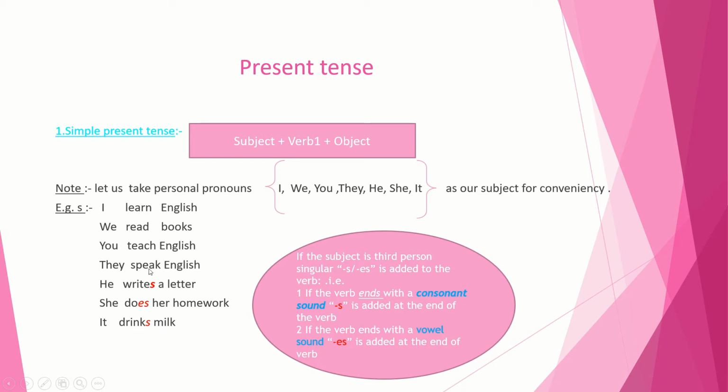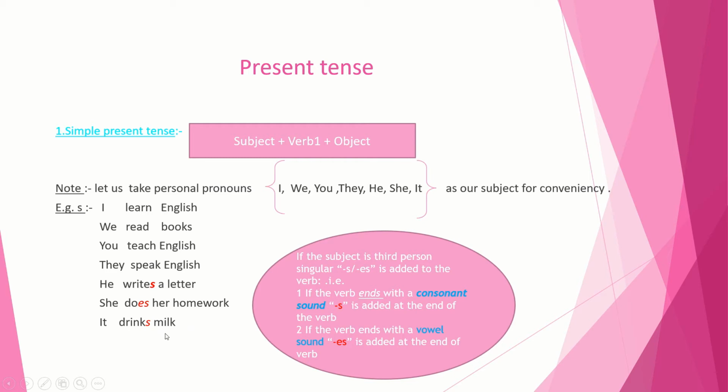They subject. Speak V1. English is object. He is subject. Writes is verb V1 and a letter is object. She is subject, does is verb V1, her homework is object. It is subject, drinks is V1, milk is object.